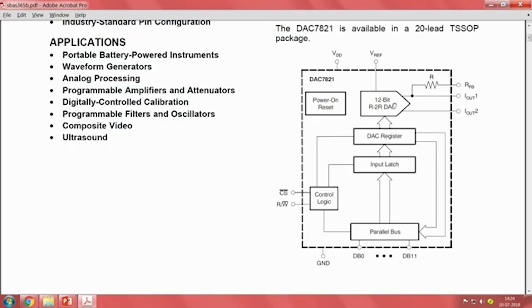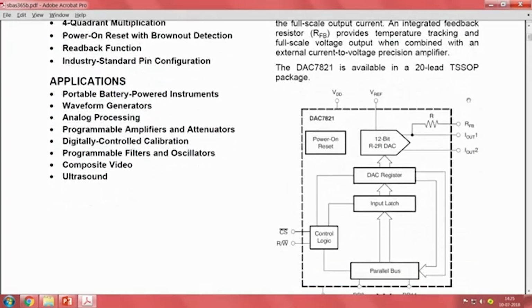You should have covered R2R DACs in detail. The 12 bit R2R DAC will convert it into analog voltage and we can see it, and the output can be seen here. The output is measured in terms of current, it is given in terms of current.